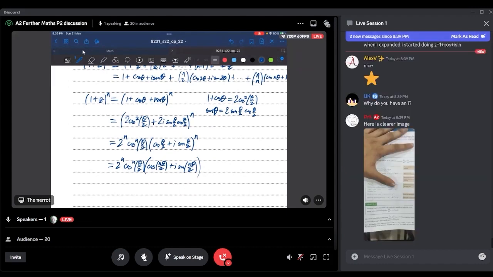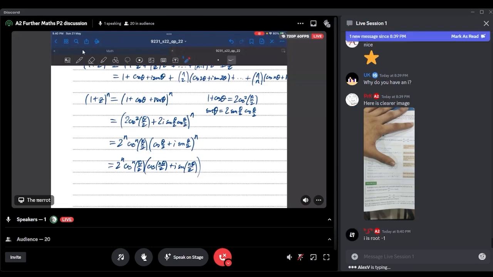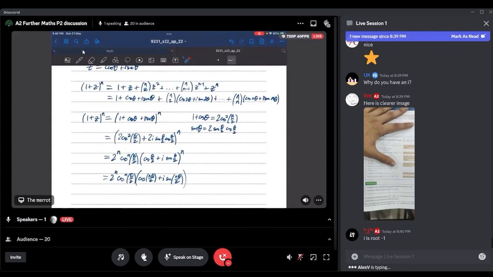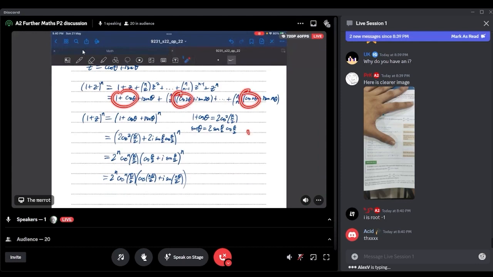Now that you have this, all you have to do is equate real and imaginary parts. That's your answer. If you take the real part, it's equal to the real part. And if it's the imaginary part, just take the imaginary part on both sides. And that's your answer.